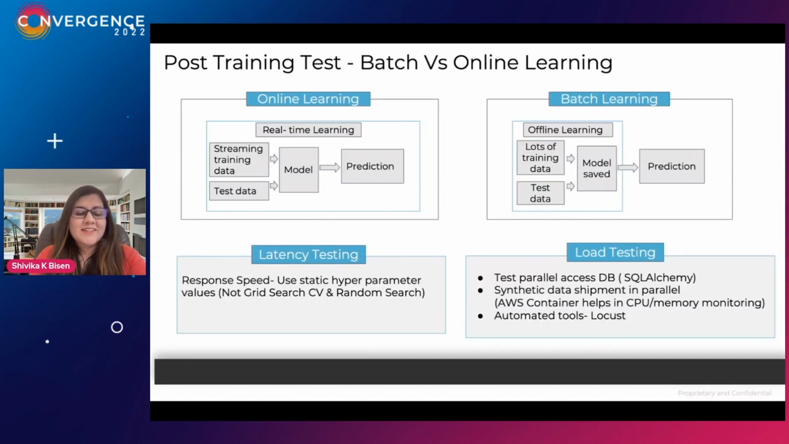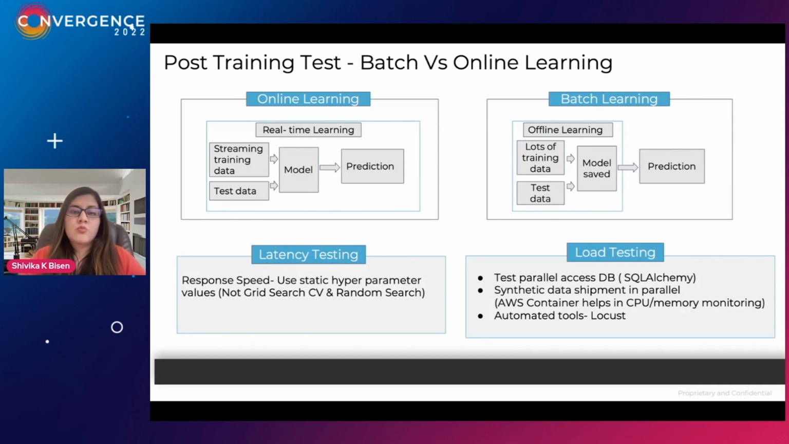After this pre-testing comes the post-training testing, right? Before I go a little bit deeper into what post-training testing is, I'd like to talk about two different types of ML deployment strategies. One is online learning. Online learning is a deployment strategy used for streaming data, or data which changes quite frequently in time.